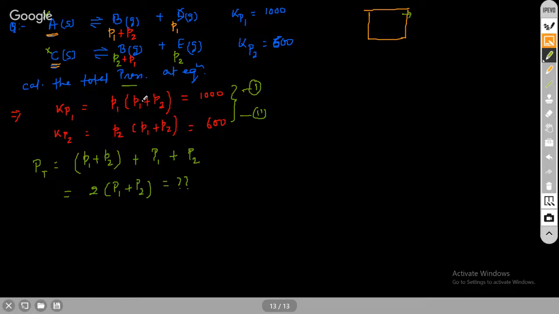So when I add these two, on the left hand side I'll take P1 plus P2 common, and in the bracket again we have P1 plus P2, and this will be equal to what on the right hand side? 1600. So we'll have P1 plus P2 whole square equal to 1600, so P1 plus P2 is 40. So 2 into P1 plus P2 will be what? 80 atmospheric. That is the total pressure at equilibrium.